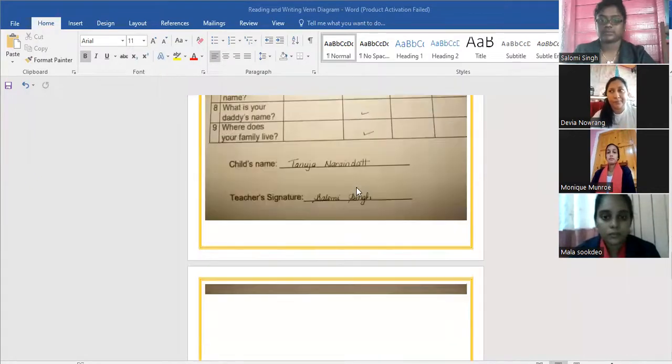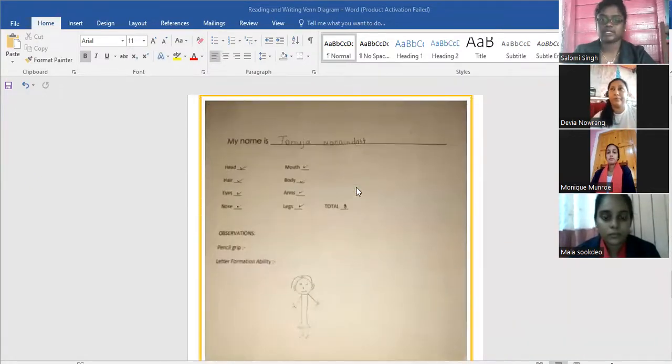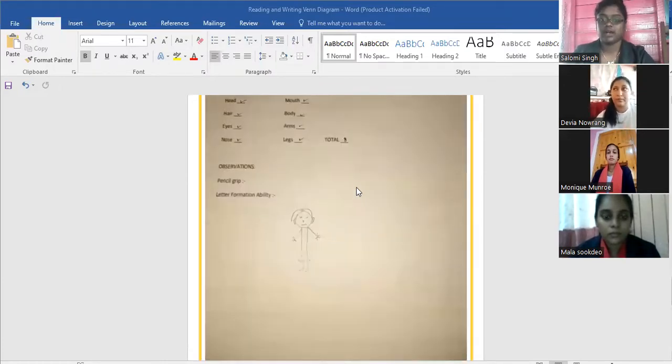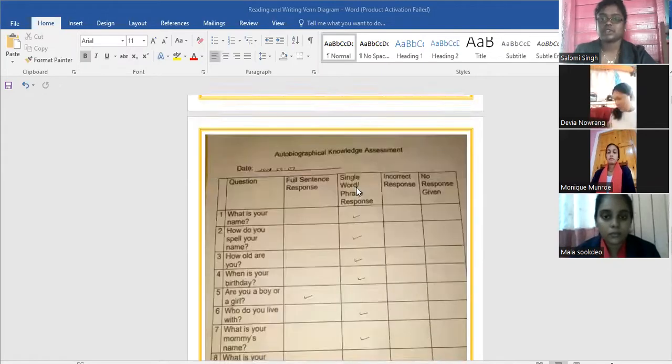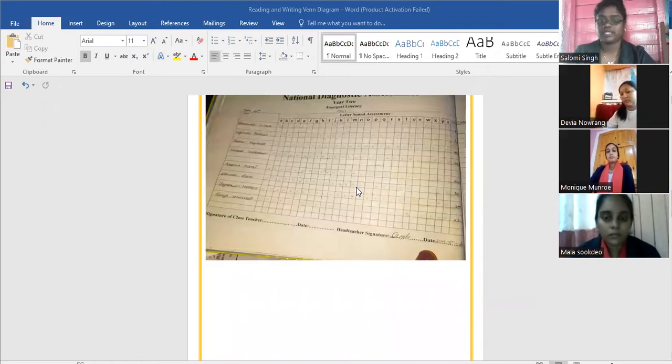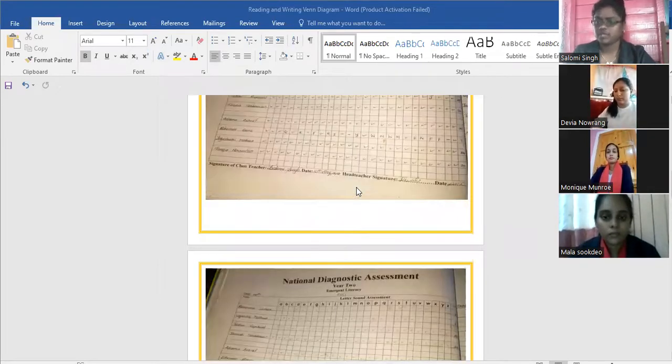And the final one is when it comes to the writing aspect of it, where they start with writing your name and being able to draw themselves. And so this is a sample of diagnostic assessment. So now that we would have had a view of the assessment, I think we can now go ahead and make some judgments on it.